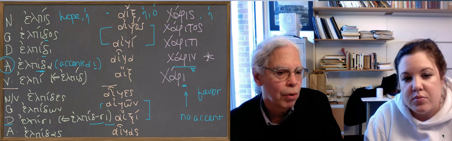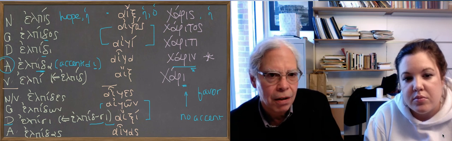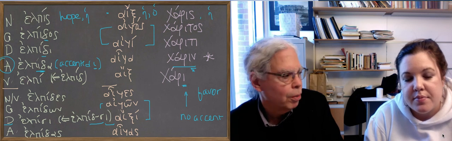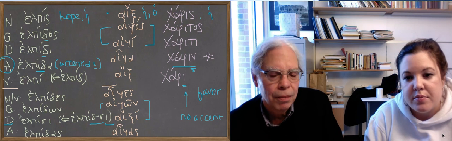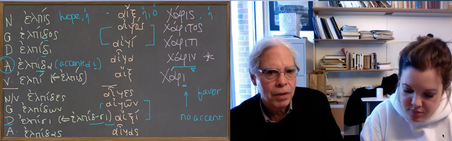Same is true of the plural. Aiges and aigas have the accent on the first syllable, but aigon and aixi, the dative plural ending, have the accent on the last syllable. So monosyllabic nouns of the third declension, that's a pattern.